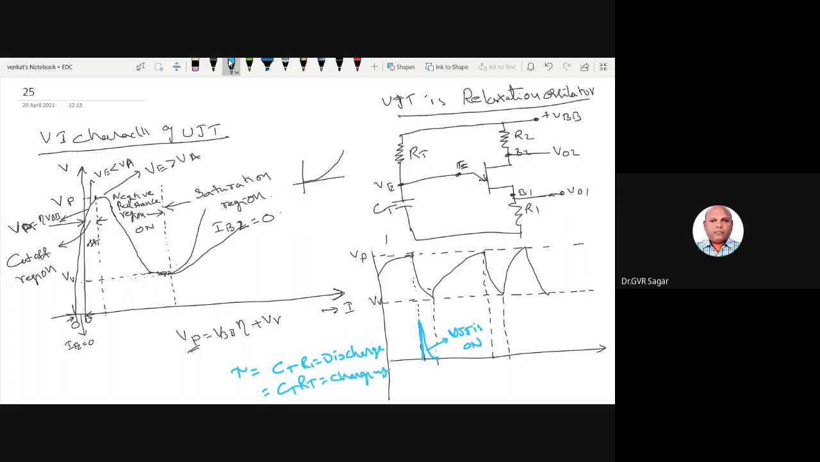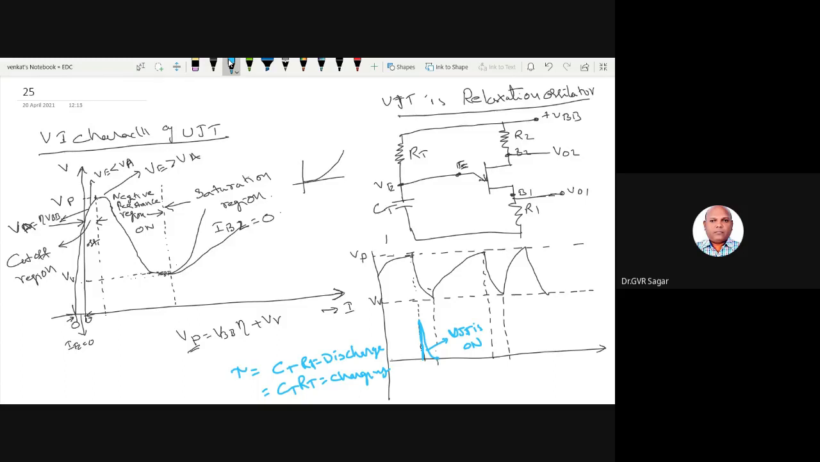So based on this value, how much time CT into R1 takes, at that time only this discharging is possible. Suppose, for example, the CT value is some 1000 microfarads and R1 is some 100 kilo. What is the product of this? How many microseconds are you getting? Convert that, right? That much time duration only, this is in the on state. After that time collapses, the UJT is immediately off.